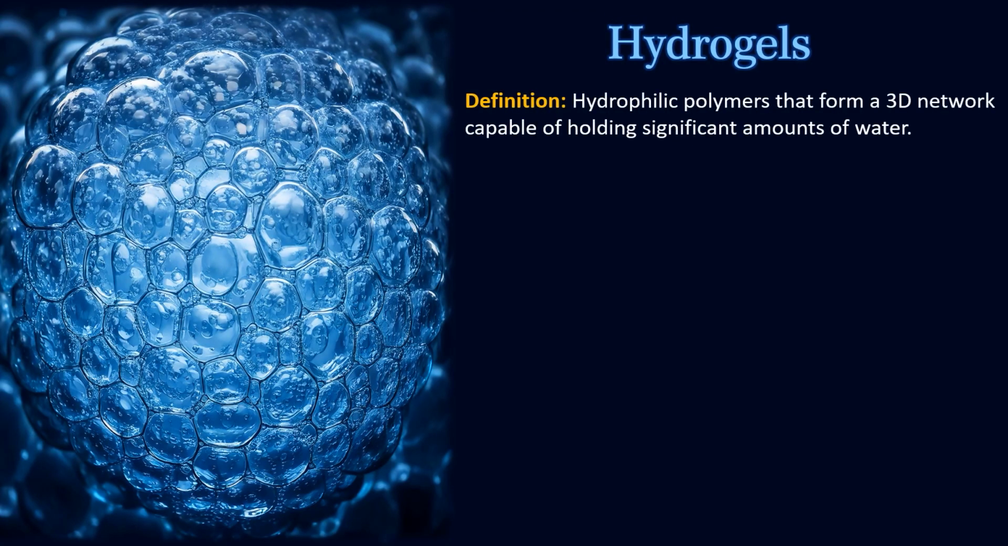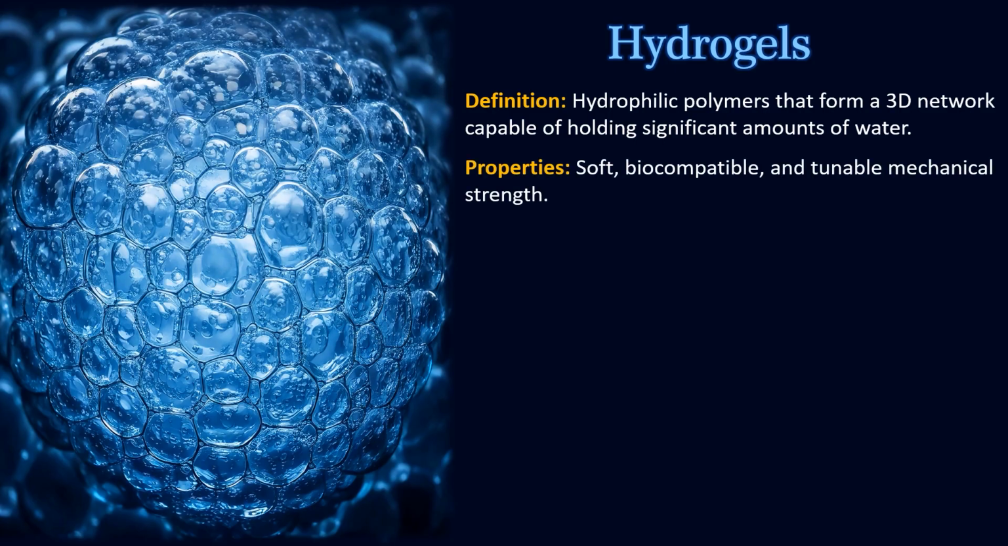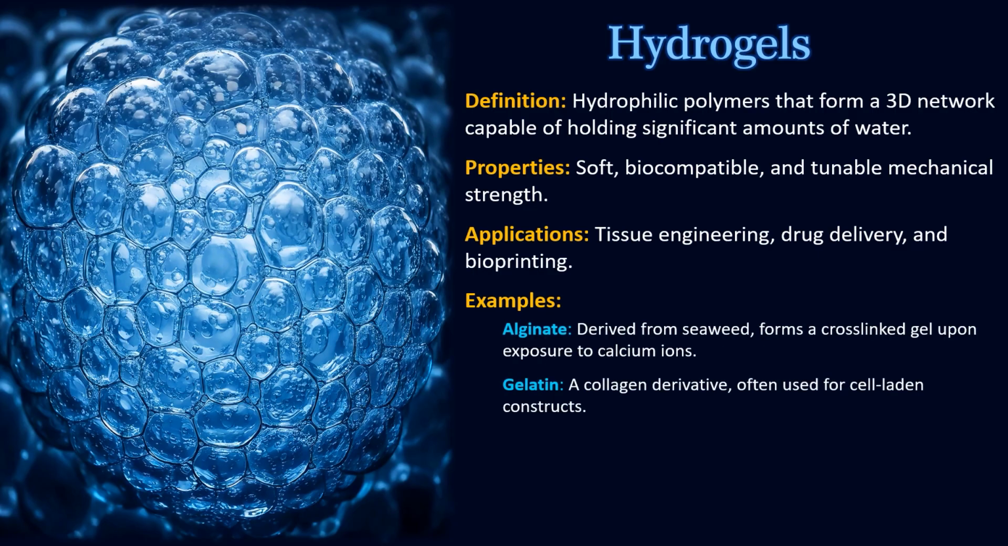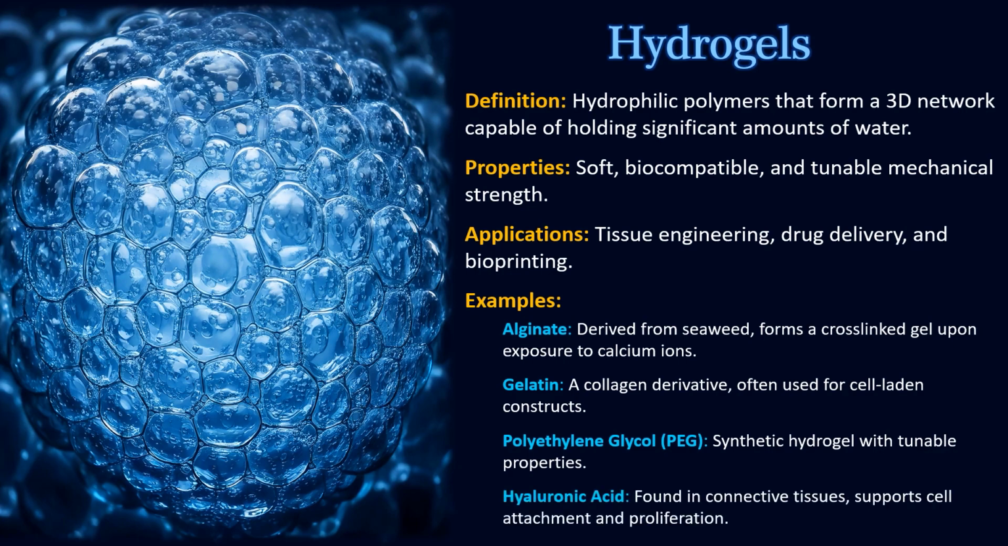Specifically, if I talk about the hydrogels, they are basically hydrophilic polymers, and they form a 3D network capable of holding a significant amount of water. The properties include, like, they are soft, they are biocompatible, they are tunable material. We have a lot of application in drug delivery and in bioprinting application. Some of the common examples are alginate, gelatin, polyethylene glycol, and hyaluronic acid.